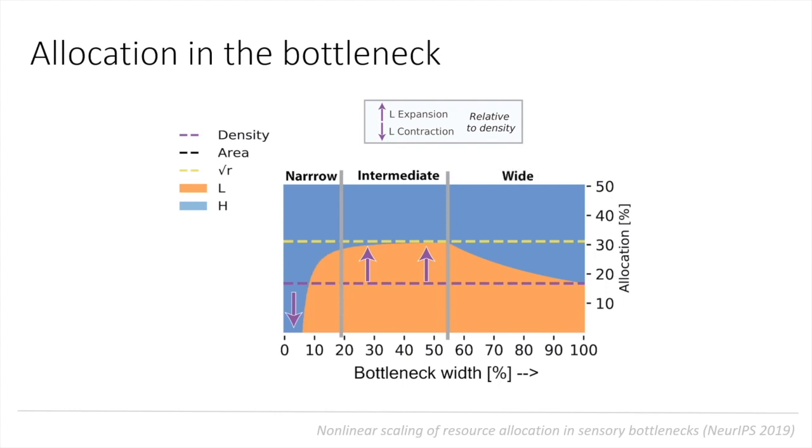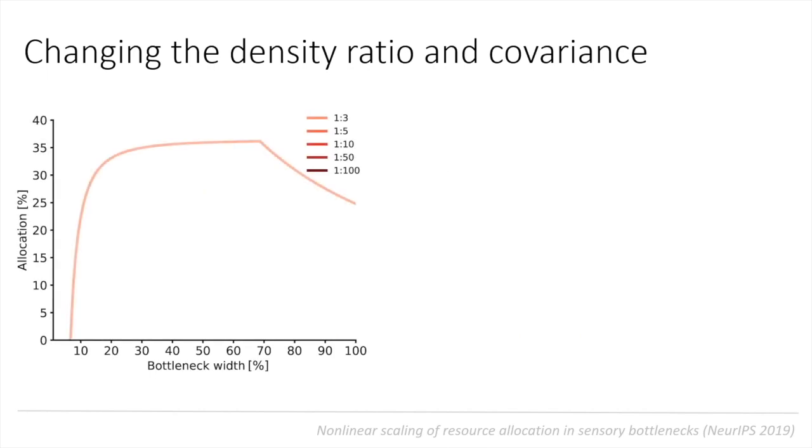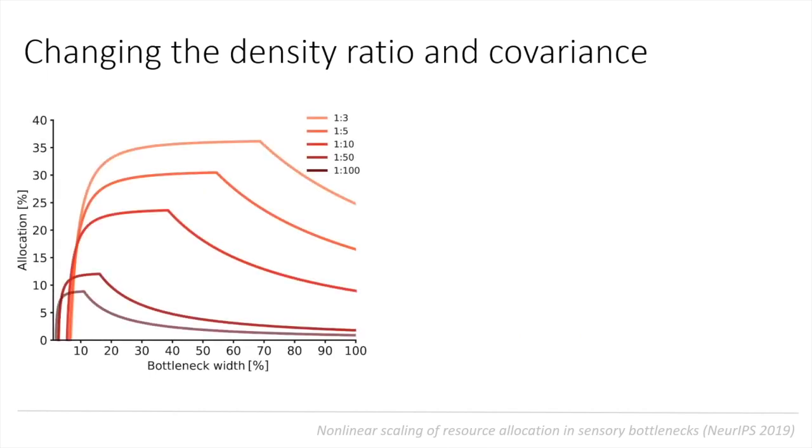Finally, for wide bottlenecks, the allocation converges to a representation proportional to the input ratio. When the density ratio is larger, the representation of the low density region can be seen at smaller bottleneck widths. The width at which the low-density region overrepresentation plateaus is also smaller.